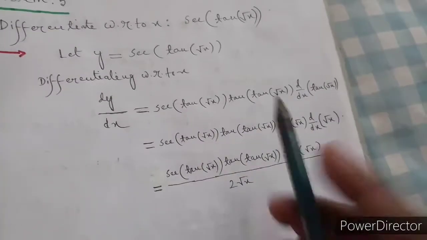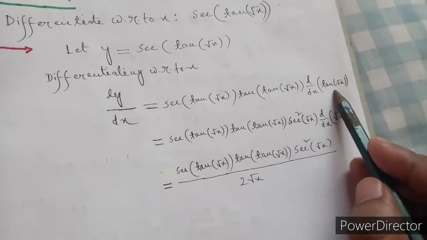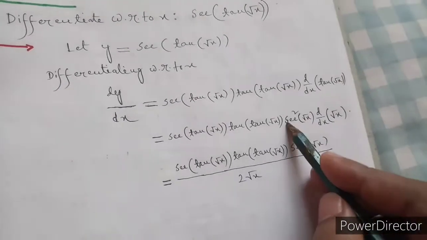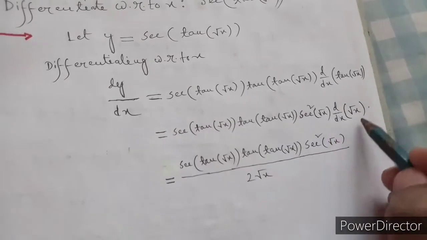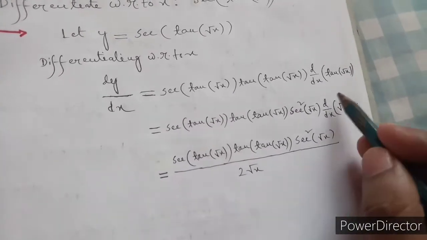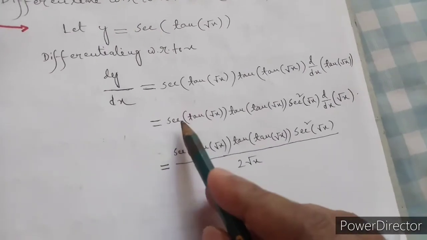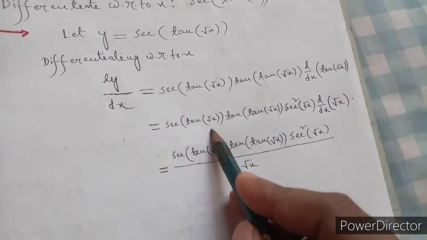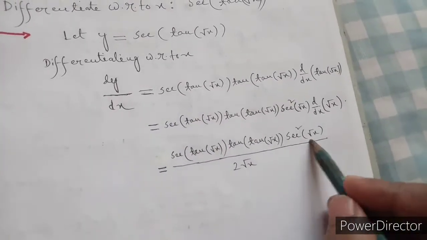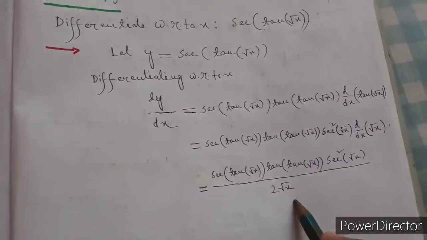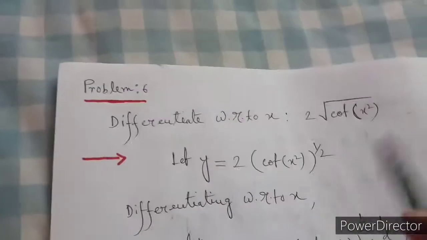Got it? So now this one into this one. Now the derivative of tan x is what? Sec square x. So sec square root x. Now again the derivative of root under x, so d/dx of root under x. And the derivative of root under x is what? 1 by 2 root x. So this one is your answer. So sec tan root x into tan root x into sec square root x by 2 root x is your answer. Sure.